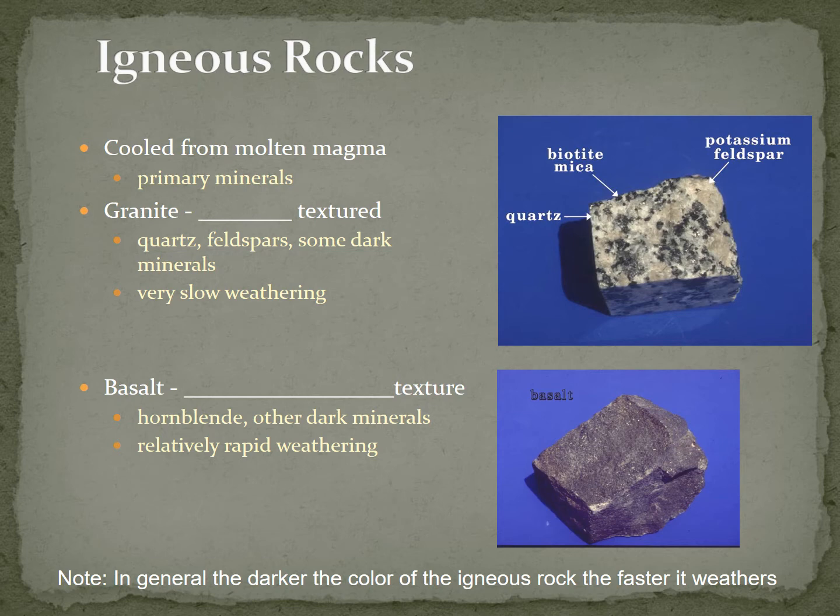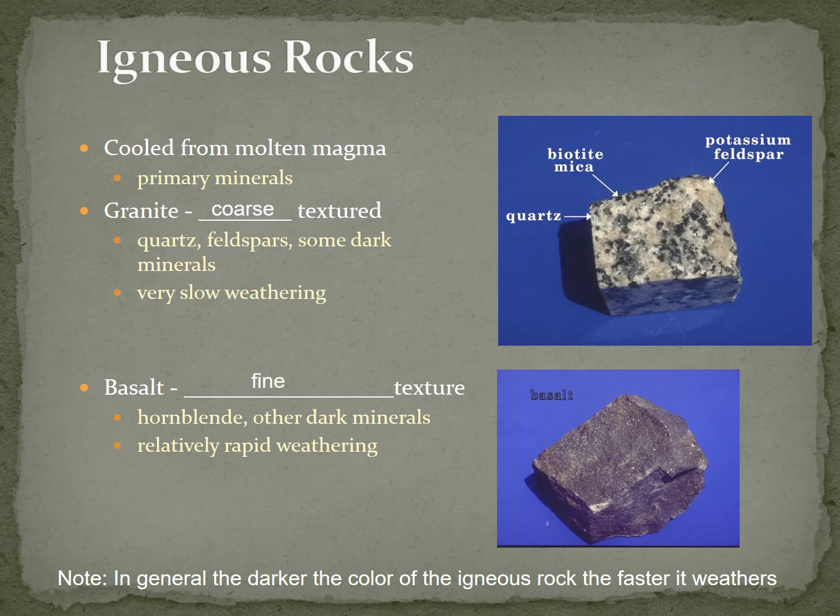Igneous rocks. Here's a great example of coarse texture in the upper right, where you can see the grains of individual minerals very well. Igneous rocks, again, are rocks cooled from molten magma. They have primary minerals. In granite, we see coarse textures of quartz, feldspars, and some darker minerals like biotite or hornblende. These are very slow to weather. It takes a long time to break these down.